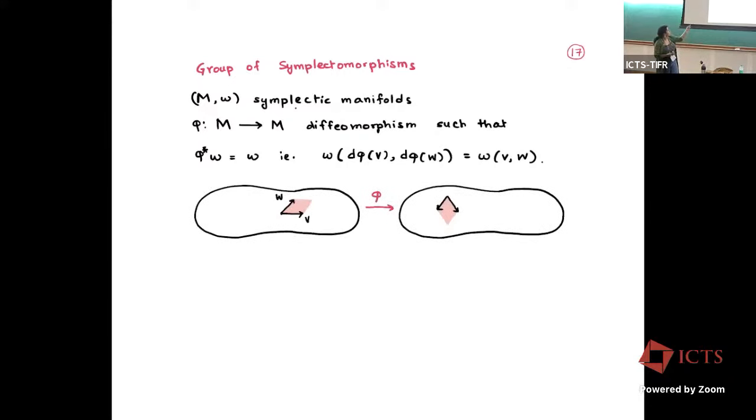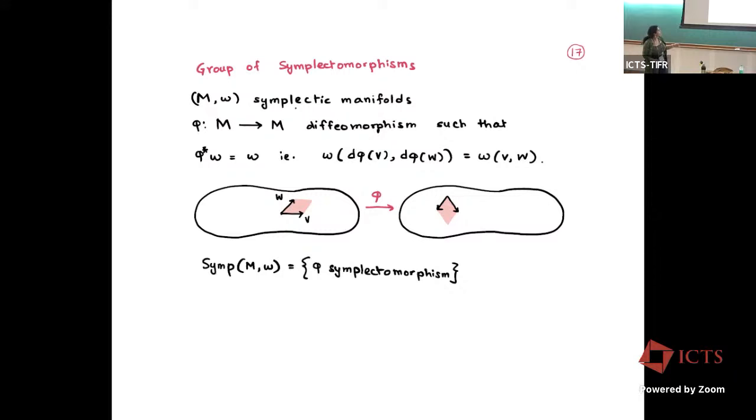So what am I saying? Suppose this is my manifold, this jelly bean type thing, and there are two vectors V and W here, and this function phi is taking them to some other vectors, turning it around, pushing it, okay? The area I compute here and the area I compute on that side after doing this should come out the same. And this should happen at all points. Such a map is called a symplectomorphism.